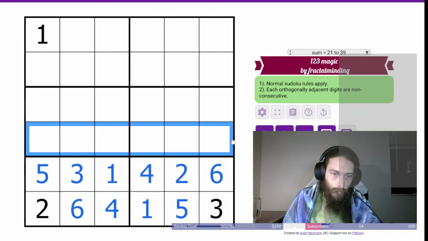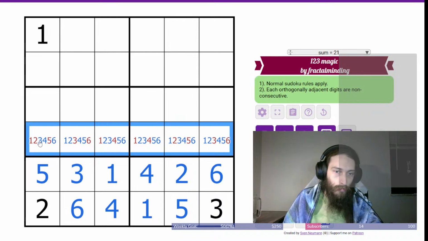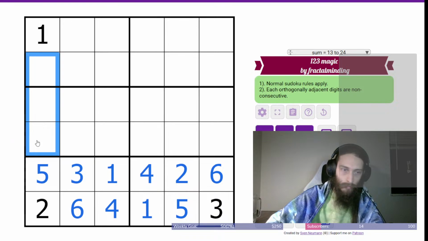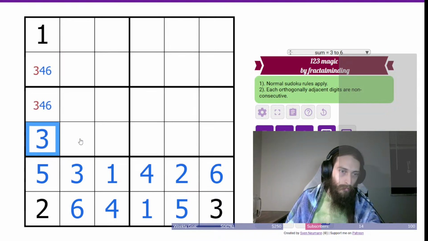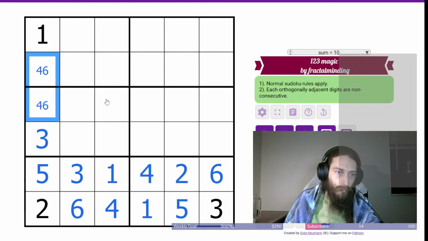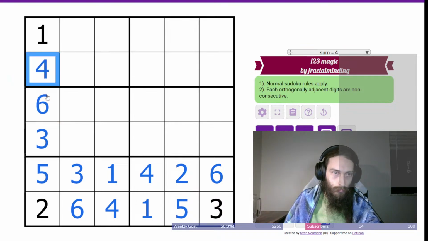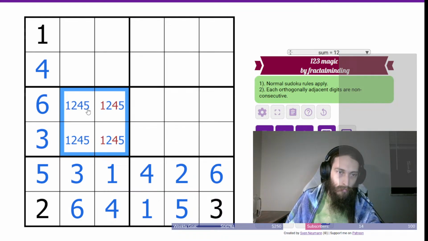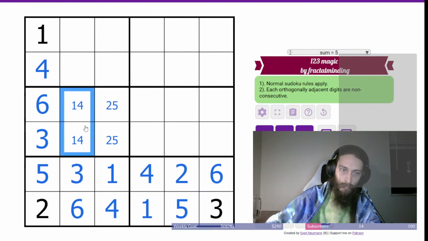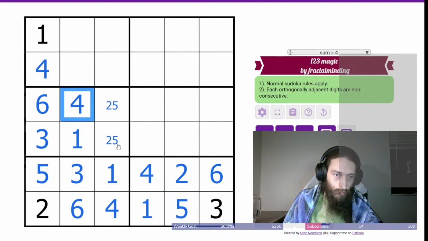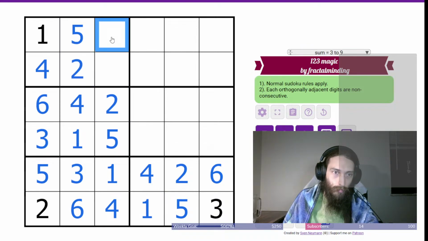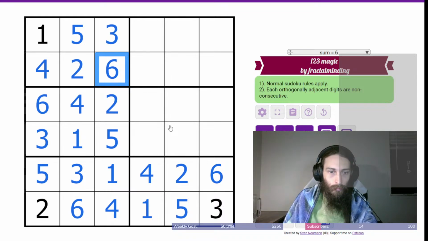I guess just going up a level, I would do column 1. 3, 4, and 6. That's just simply a 3. 4 can't go next to 3. 2 and 4 can't go next to 3. 2, 5, 3, and 6.